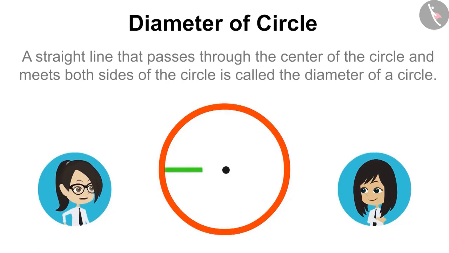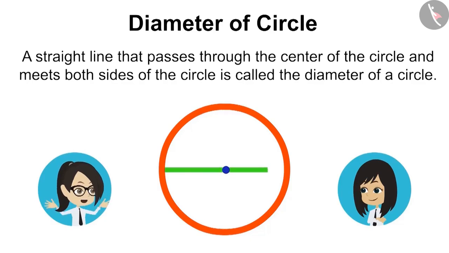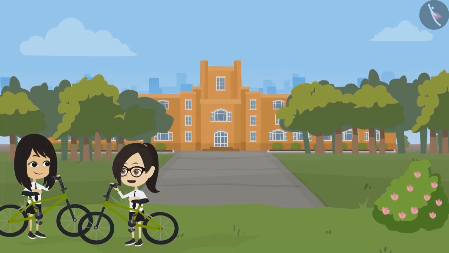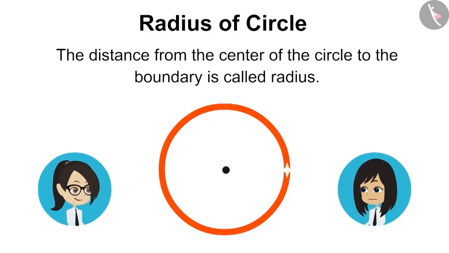A straight line that passes through the center of the circle and meets both sides of the circle is called the diameter of the circle. Now remains the radius. You tell me about it. The distance from the center of the circle to the boundary is called the radius.